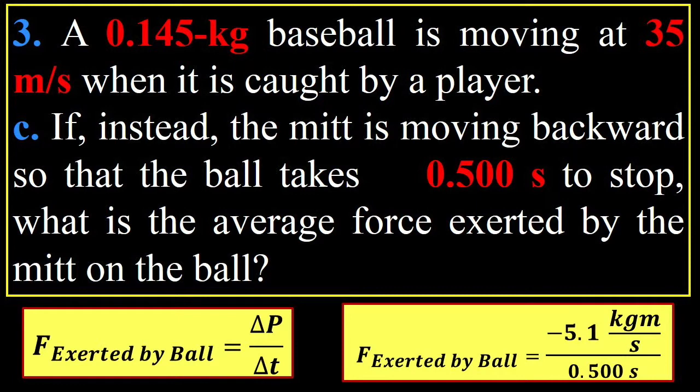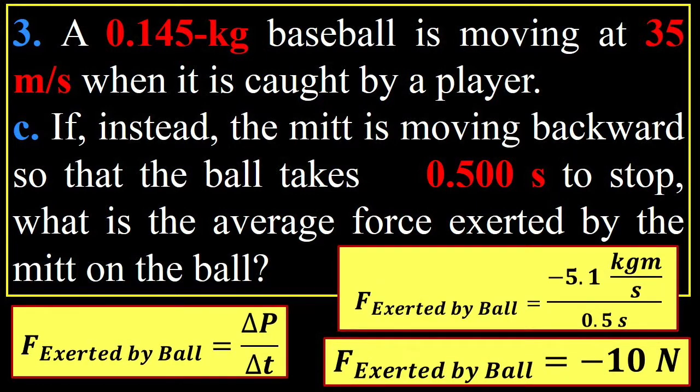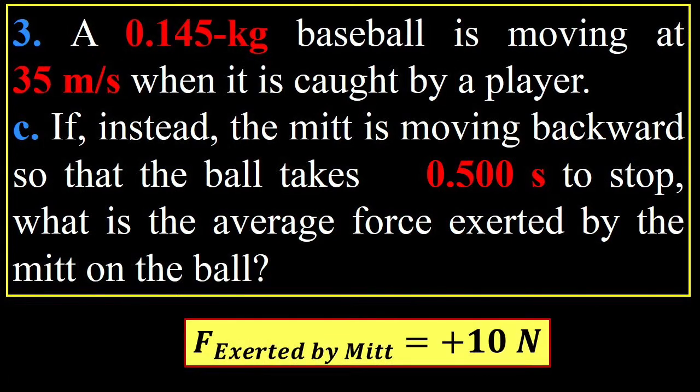So you have negative 5.1 divided by 0.5 instead of 0.05. So how many halves are there in 5? Well, there's 2 halves in 1. 2 times 5 is 10, so it'll be negative 10 newtons. And that's exerted by the ball. And exerted by the mitt, it will be positive 10 newtons, because that's going to be exerted on the ball, not by the ball. Okay, and that looks like that's the end of problem 3.